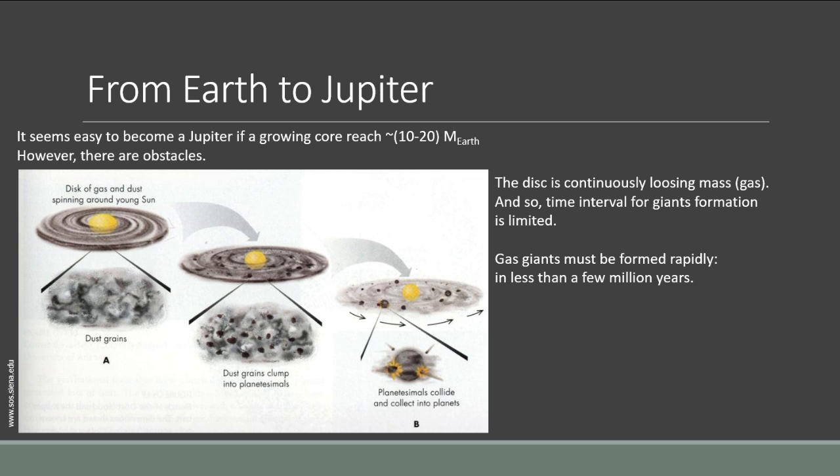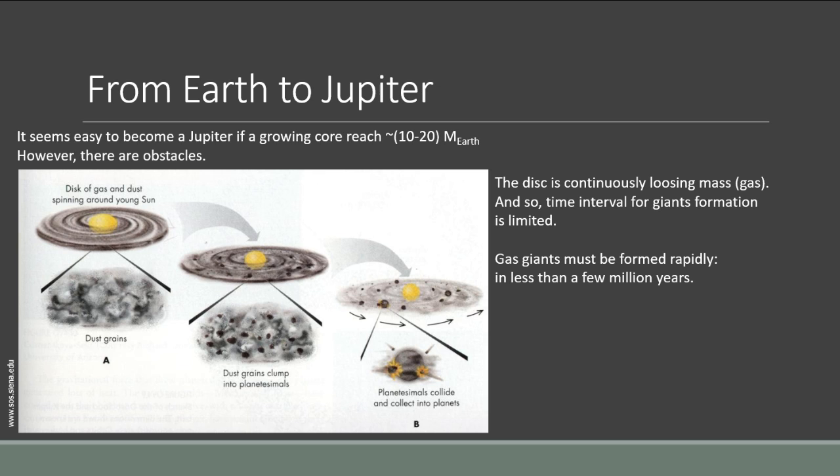As we reached the stage when a solid core has a mass of about several Earth masses, then we can try to form a giant planet. The problem is that you have to do it quickly, because gas from a protoplanetary disk is very rapidly evaporated. Well, rapidly, in a few million years. A few million years is not that much for a planetary system.